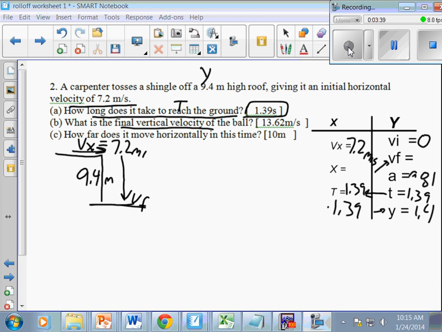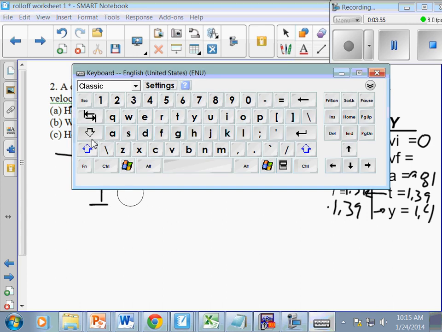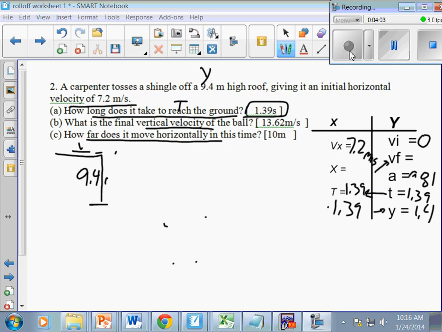Part C said, how far does it move horizontally? So it's asking for the distance in the x direction. Sorry, I lost control of my board there for a minute. So this thing is traveling in this direction, and it's going to land at a path here, and they want to know the distance, this x value here, how far did it move in that direction.